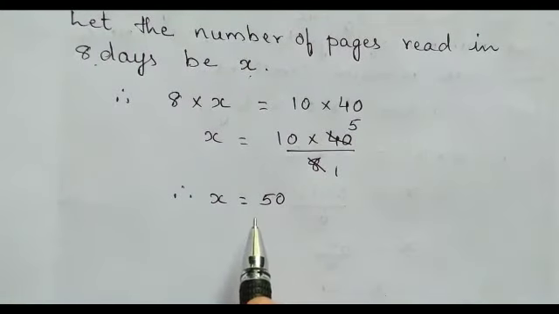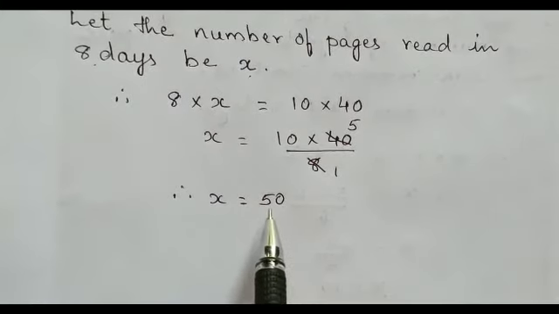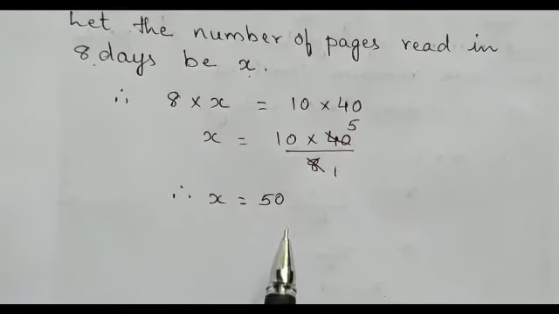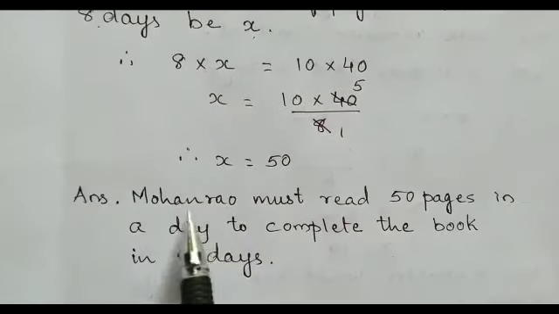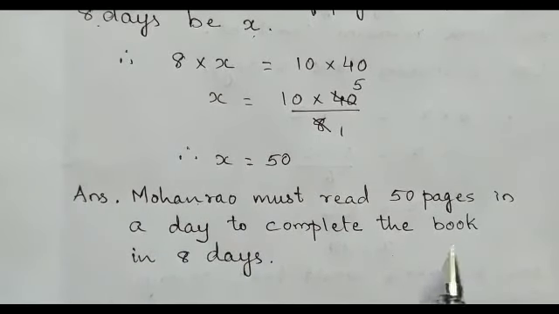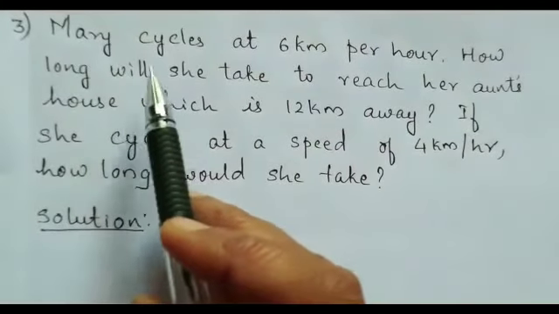What does this mean? This means that Mohan Rao should read 50 pages per day if he wants to finish reading the book in 8 days. So your answer is Mohan Rao must read 50 pages in a day to complete the book in 8 days. The third question.